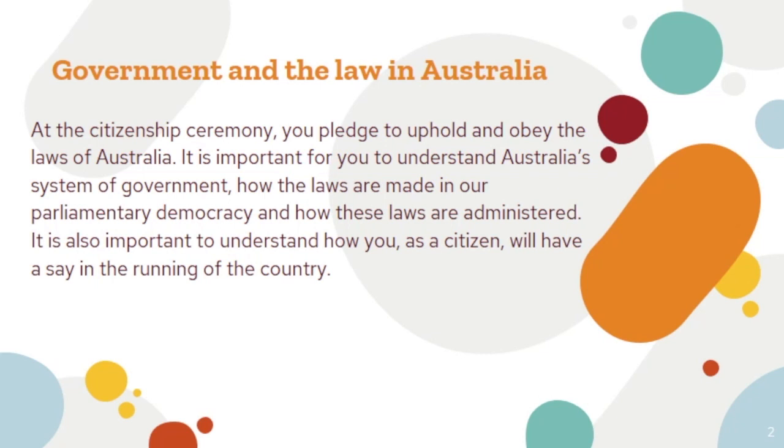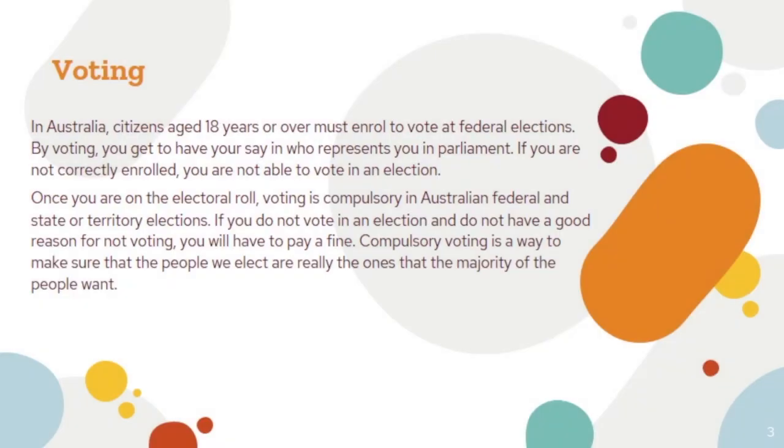It is also important to understand how you, as a citizen, will have a say in the running of the country. In Australia, citizens aged 18 years or over must enrol to vote at federal elections. By voting, you get to have your say in who represents you in Parliament. If you are not correctly enrolled, you are not able to vote in an election.